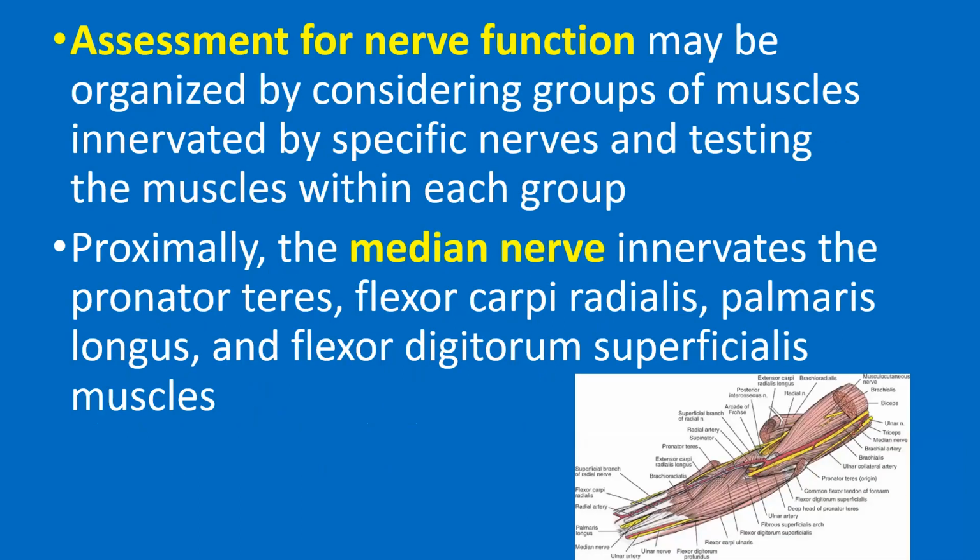Assessment of nerve function may be organized by considering groups of muscles innervated by specific nerves and testing the muscles within each group. Proximally, the median nerve, remember this, proximally, the median nerve innervates the pronator teres, the flexor carpi radialis, the palmaris longus, and the flexor digitorum superficialis muscle. Don't forget this. These are the muscles which the median nerve innervates. Now, a question that could be asked is, all the following are innervated by the median nerve, except, and we add the muscle, whatever muscle it may be, that you choose as not being a part of this group of muscles.